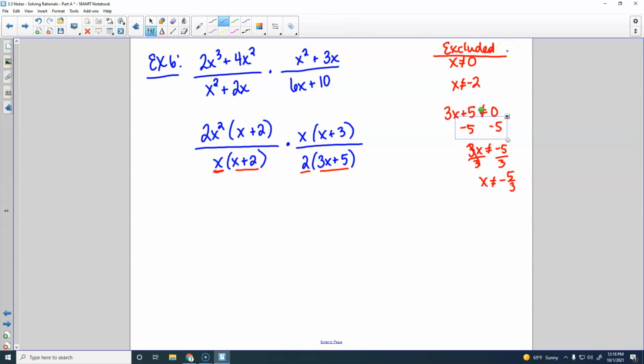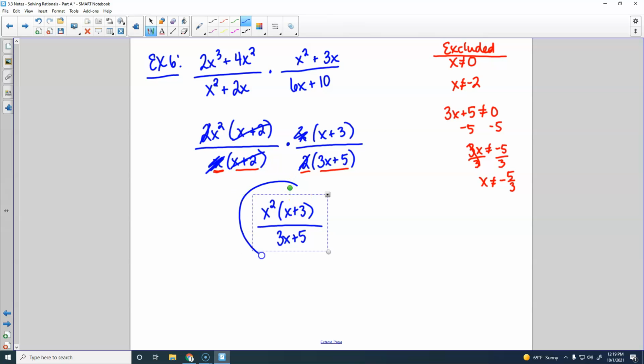For this, and now we can just start canceling. So this x plus 2 and x plus 2 can cancel. I can cancel this x with this x here. I can cancel this 2 with this 2 here. So I end up with the only things I have left on top are x squared and x plus 3. On the bottom, I've just got 3x plus 5. And that's how I'll leave my answer.